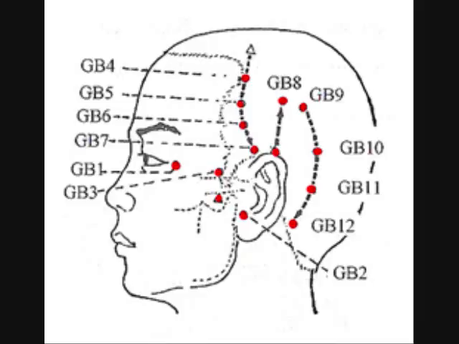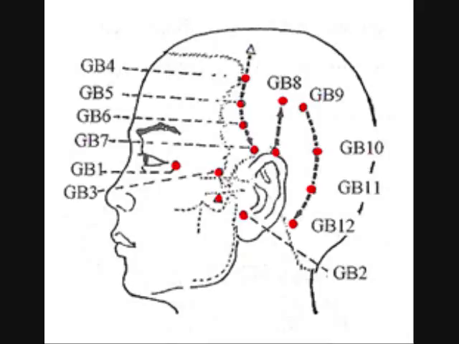The gallbladder meridian. Point locations. GB1, 0.5 Tsun, lateral to the outer canthus in the depression on the lateral side of the orbit. GB2, anterior to the intertragic notch at the posterior border of the condyloid process of the mandible.